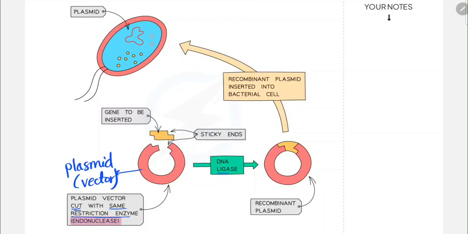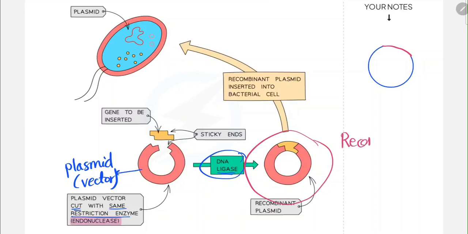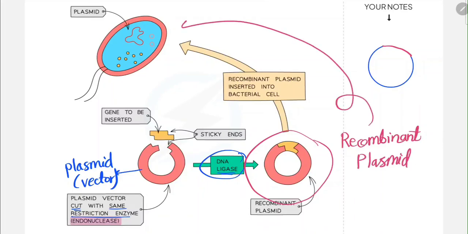Once they join with the help of an enzyme called DNA ligase, it's going to form this shape, which is similar, if you remember, to that circle I drew, and then we remove part of it in pink. That's the whole idea in here. This is what we call a recombinant plasmid. The term is so important, the recombinant plasmid, and it's inserted into the bacterial cell in here.